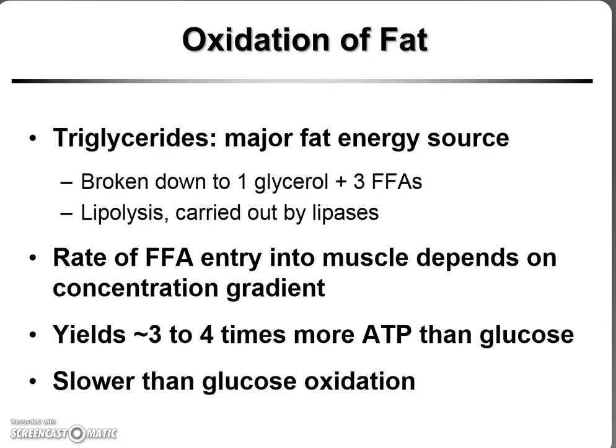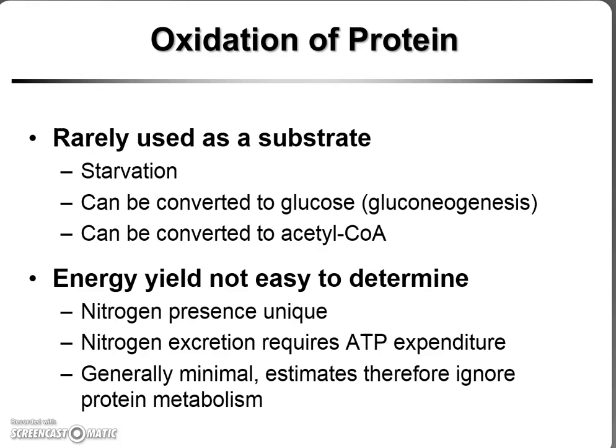As I said earlier, one of the things about fats is that they're slow to make ATP because they have to go through an additional step called beta oxidation before they can enter the Krebs cycle, becoming acetyl-CoA. You can see the numbers there. They yield 3 to 4 times more ATP than glucose, but they're very slow in getting this done.